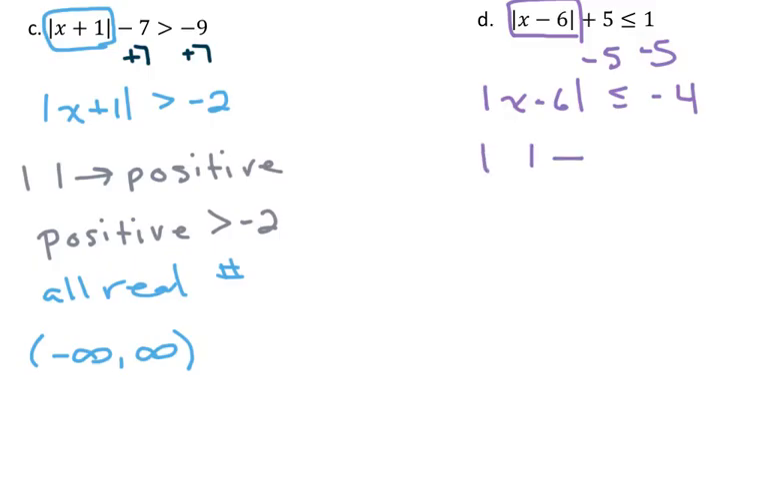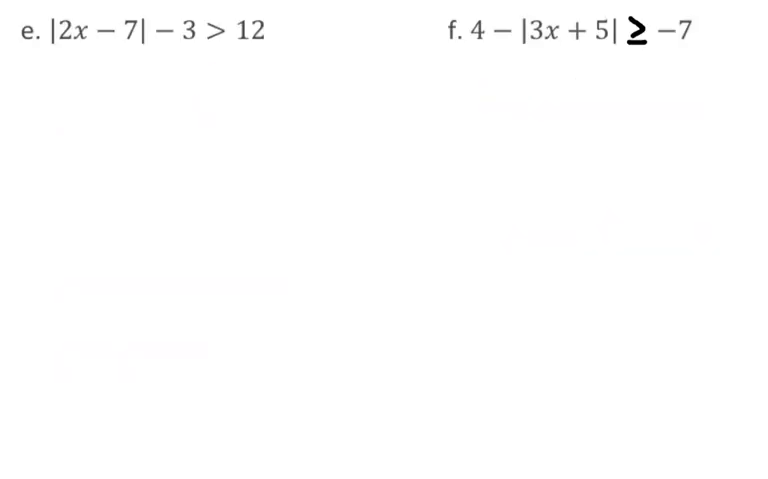It's an absolute value. Absolute values are always positive. But in this case, they're telling you that your positive has to be less than a negative. Positives are never less than a negative. So this inequality has no solution. Let's look at part E.